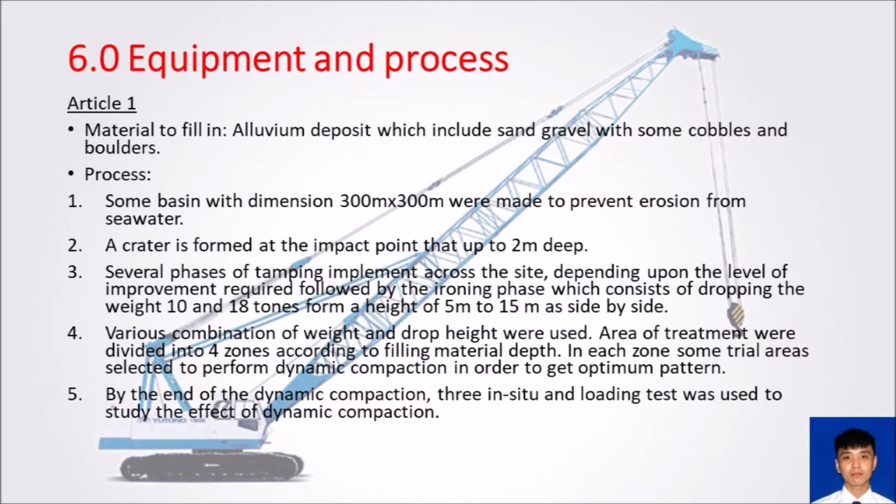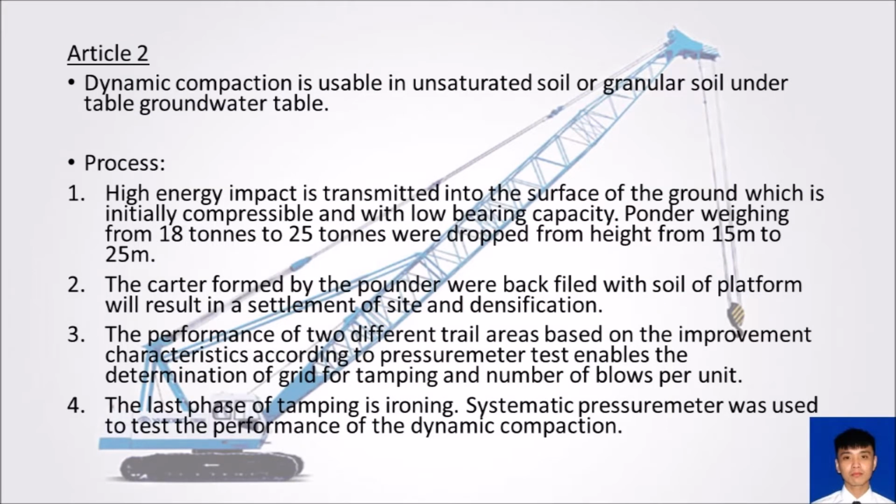of dynamic compaction. For Article 2, dynamic compaction is usable in unsaturated soil or granular soil under the groundwater table. For the process, first, high energy impact is transmitted into the surface of the ground, which is initially compressible and with low bearing capacity. Pounders weighing from 18 tons to 25 tons were dropped from heights from 15 meters to 25 meters.